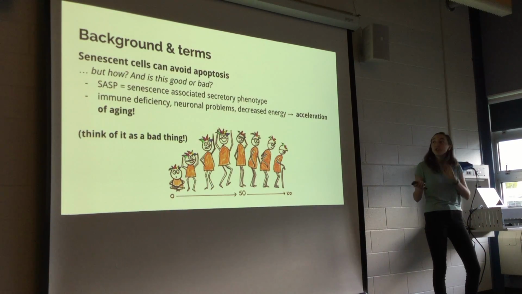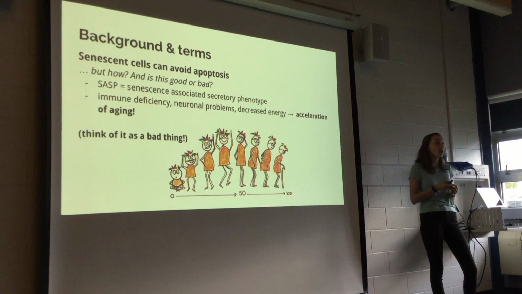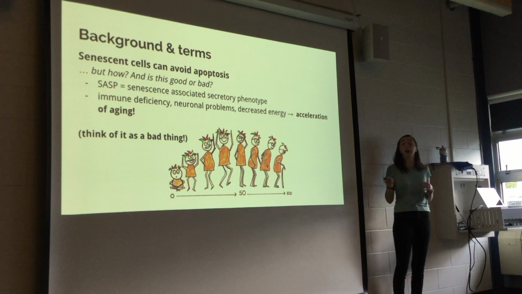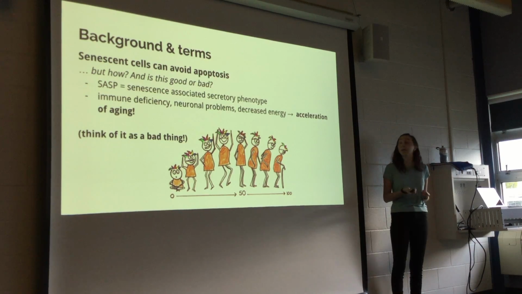So the researchers knew that senescent cells could avoid apoptosis, but they didn't exactly know how or what makes a senescent cell specifically go into senescence and not apoptosis. So that was the goal of the paper.